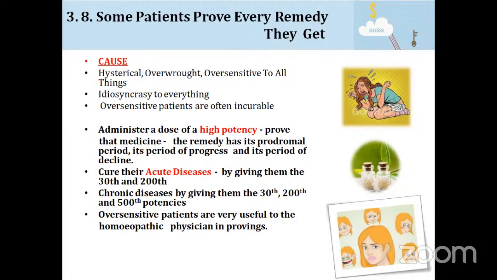So Kent says to administer a dose of a high potency, and prove that the remedy has its prodromal period, its period of progress, and a period of decline. So whenever you administer a dose of high potency to such an oversensitive patient who proves every remedy they get, they show that remedy's prodromal period, period of progress, and a period of decline.